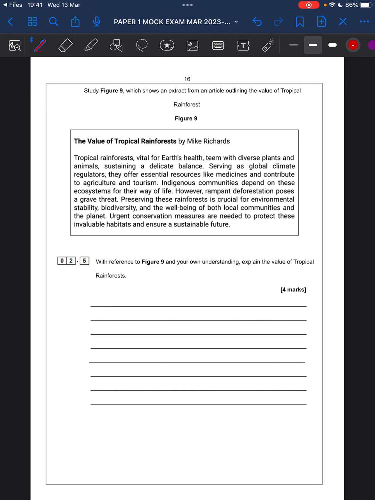2.5, have a quick look. So this question here, we've got quite a hefty figure. So when you come across this, read the question first. So we've got to explain the value of tropical rainforest using figure 9. 4 marks, so it's point evidence, or point explain times 2. And what we're doing is we're reading this and taking information from figure 9 and using it to explain why the tropical rainforest is valuable.